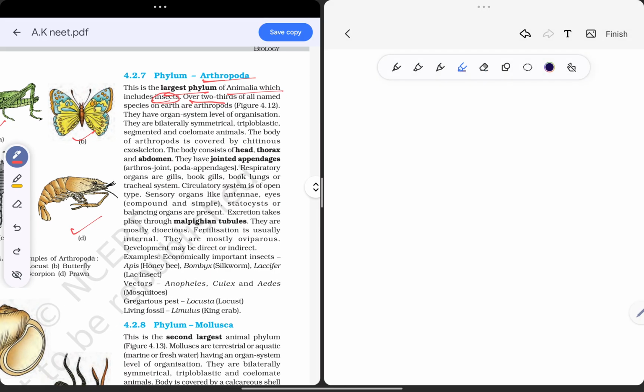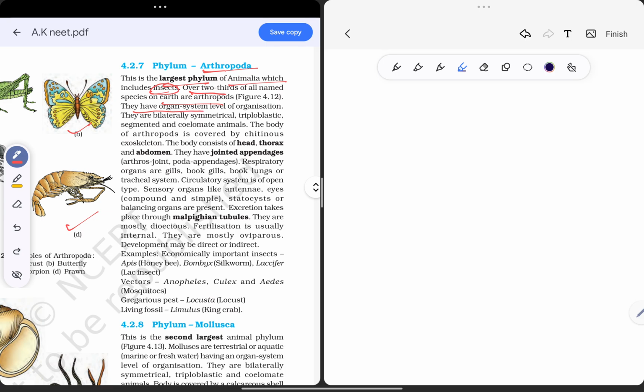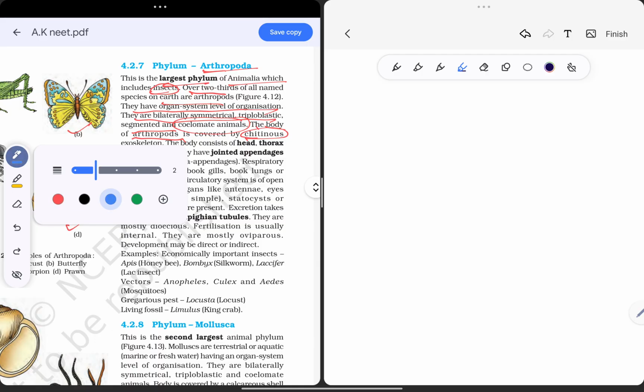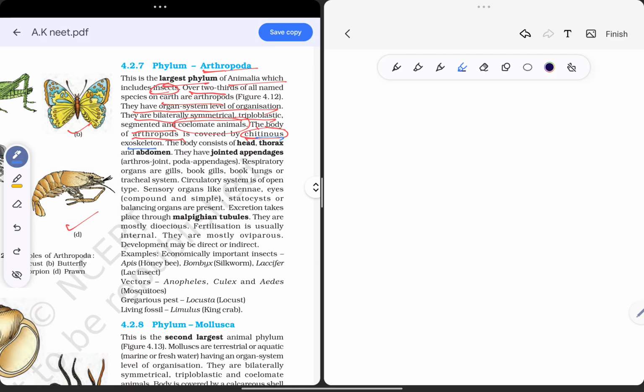Next, they show the organ system level of organization, bilateral symmetrical, triploblastic, segmented coelomate animals. The body is covered by chitinous exoskeleton, a very important line, remember this. Chitinous exoskeleton is present in arthropods. The body consists of head, thorax, and abdomen. It has three parts: head, thorax, abdomen. In Arthropoda, they have jointed appendages also. Arthros means joint, poda means appendages.